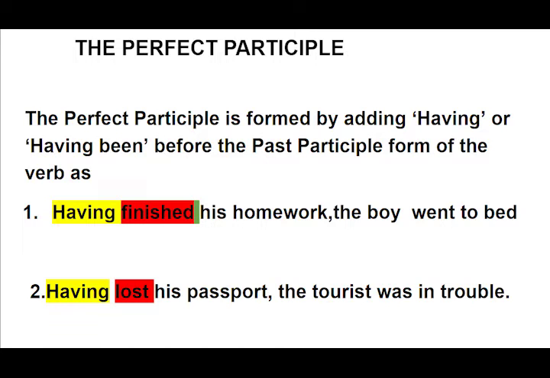Similarly, look at the second sentence. Having lost his passport, the tourist was in trouble. Here, the past participle is lost. So, having is added to the past participle to form a perfect participle.